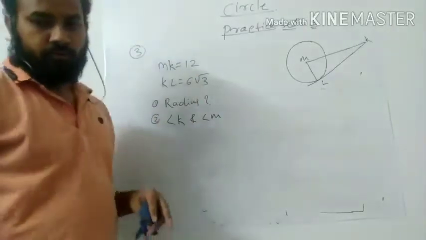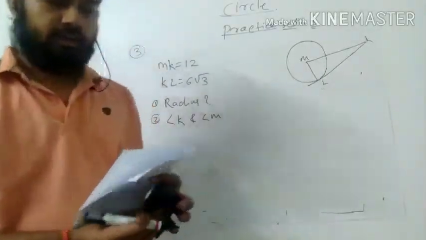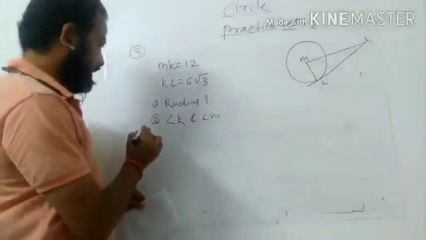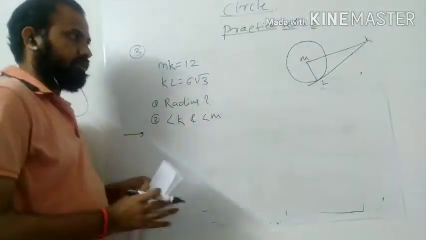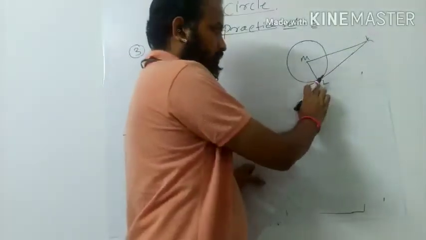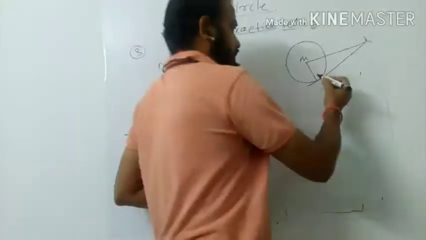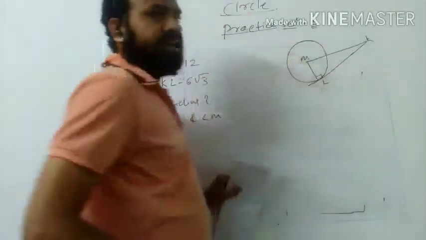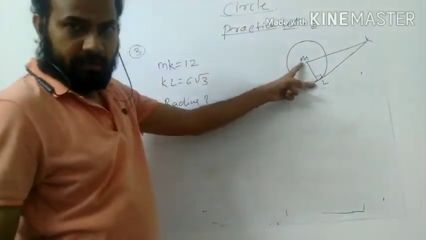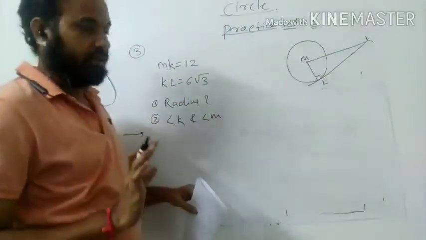Now if we see here, it is clearly given that KL is the tangent segment. This KL is the tangent segment. If KL is the tangent and it touches the circle at point L, then according to the tangent segment theorem, it will create a 90-degree angle with a radius, isn't it? So the radius in this circle is ML. So I can say that this angle is 90 degrees, according to the tangent segment theorem.